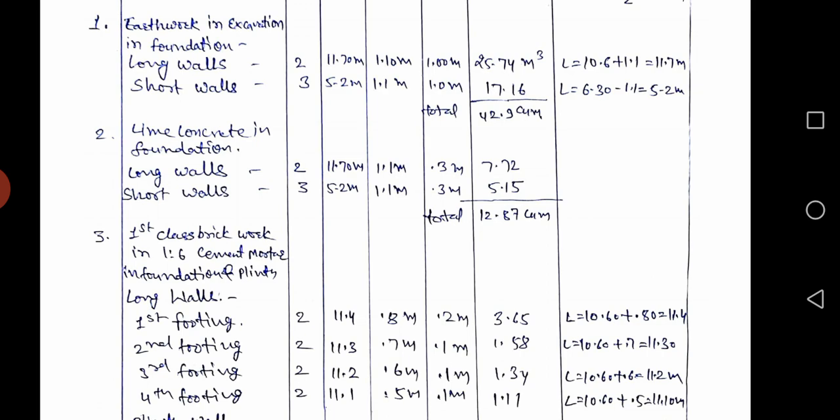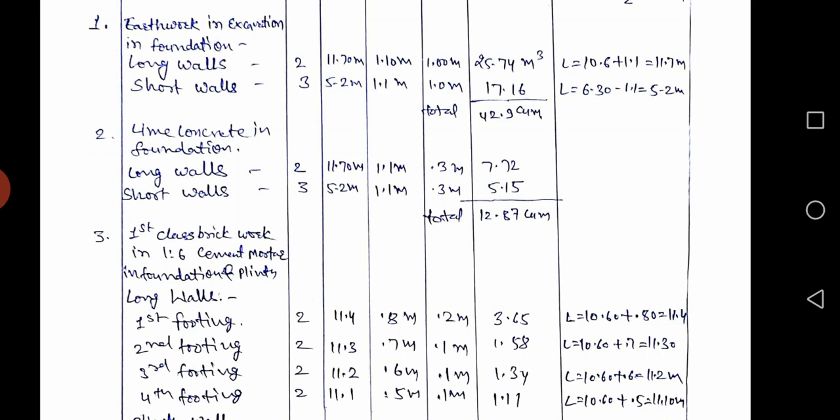Second one is the lime concrete in foundation. First we calculated for long wall. Number of long walls is 2, 11.7 meter is the length. We already calculated this above, the same as for earthwork in excavation in foundation, because the width is the same. The width for excavation in foundation is 1.1 meter and lime concrete is also 1.1 meter width. So the length is the same, there are no changes.